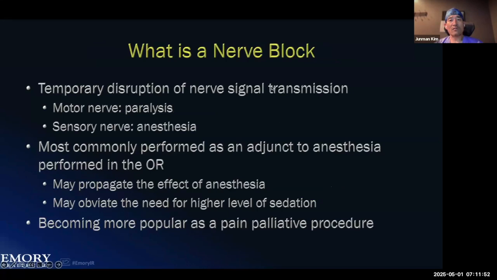So what is a nerve block? Let's talk about nerve block. It is a temporary disruption of nerve signal transmission. Motor nerve, if you do the nerve block, it gives you paralysis. Sensory nerve, it gives you anesthesia. Most commonly performed as an anesthesia procedure in the OR, to propagate the effect of anesthesia. If they give you a good nerve block, it may decrease the level of sedation for anesthesia for the surgery. So it's becoming more popular as a palliative pain procedure.